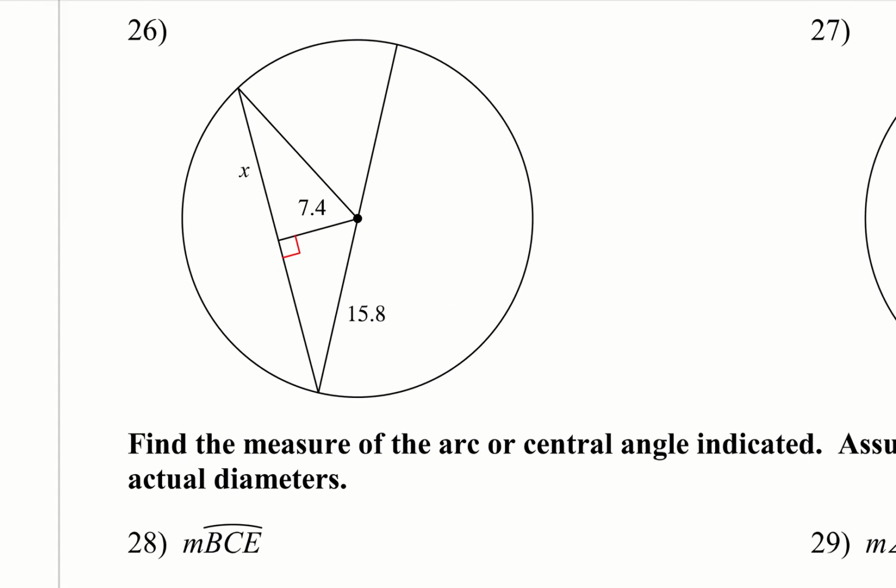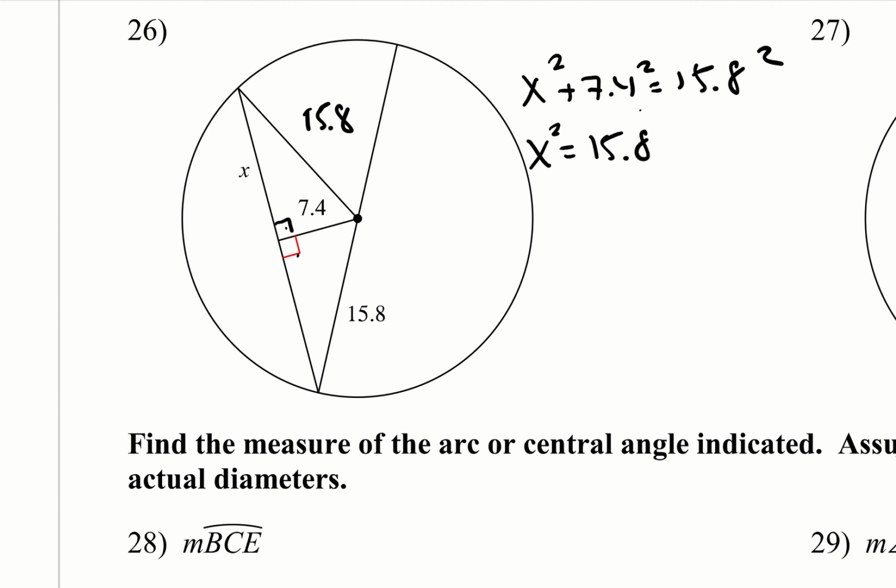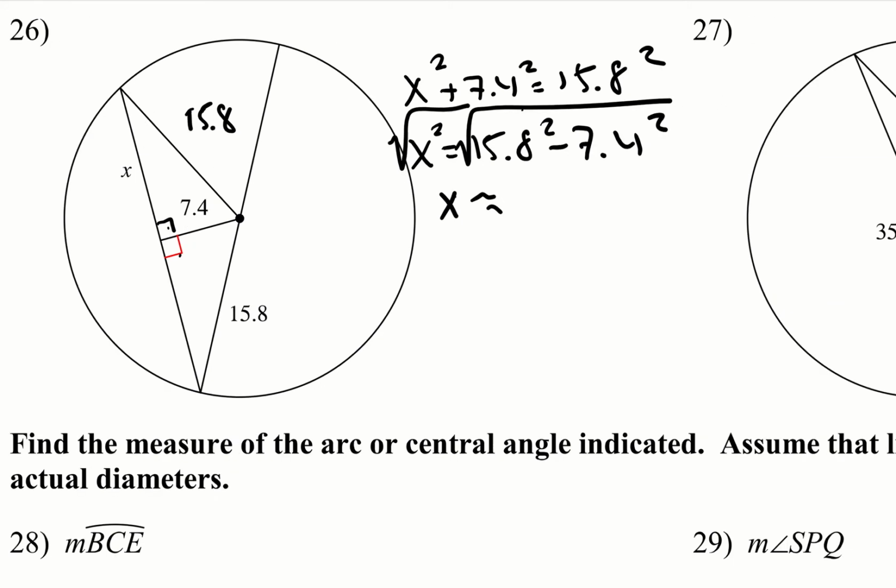All right, so number 26. We're trying to look for this portion of the segment here. Now we know that this is a right triangle here because that's 90 degrees. And we know that this here is the radius, which they give us as 15.8. So we can use the Pythagorean theorem here: x squared plus 7.4 squared equals 15.8 squared. And then we'll subtract this on both sides and take the square root to get x. So I'll leave that to you guys to get that solution for x.